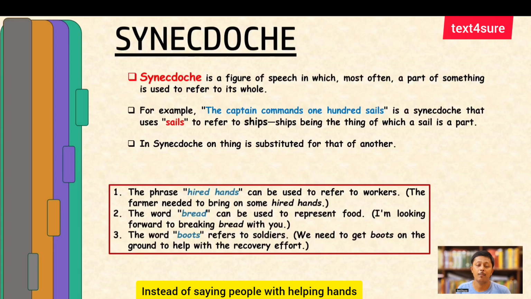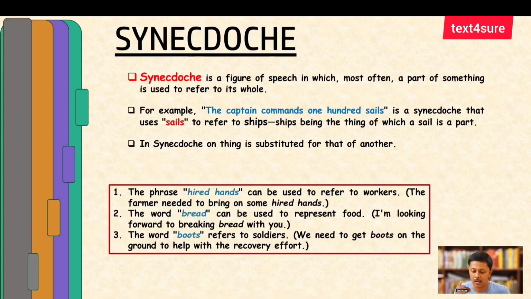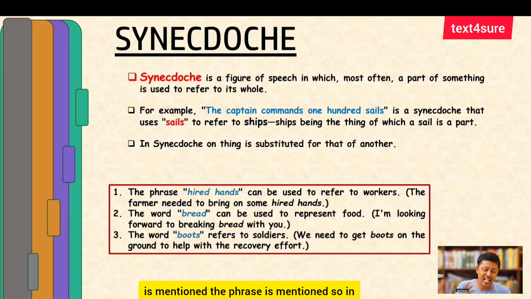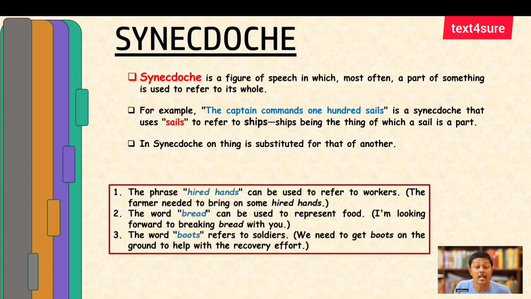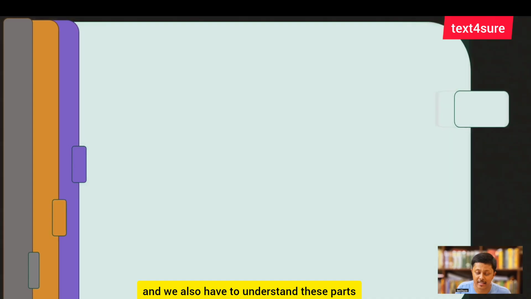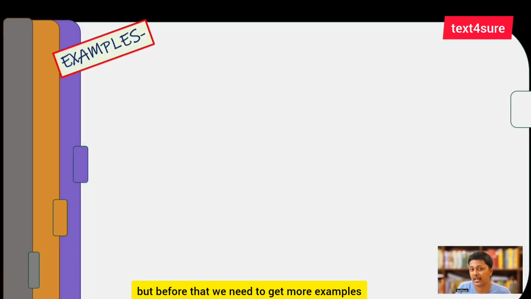Instead of saying people with helping hands, "hired hands" is mentioned. In that way, synecdoche represents a substituted format, something a part of the whole. Synecdoche also has certain parts, and we also have to understand these parts. But before that, we need to get more examples.